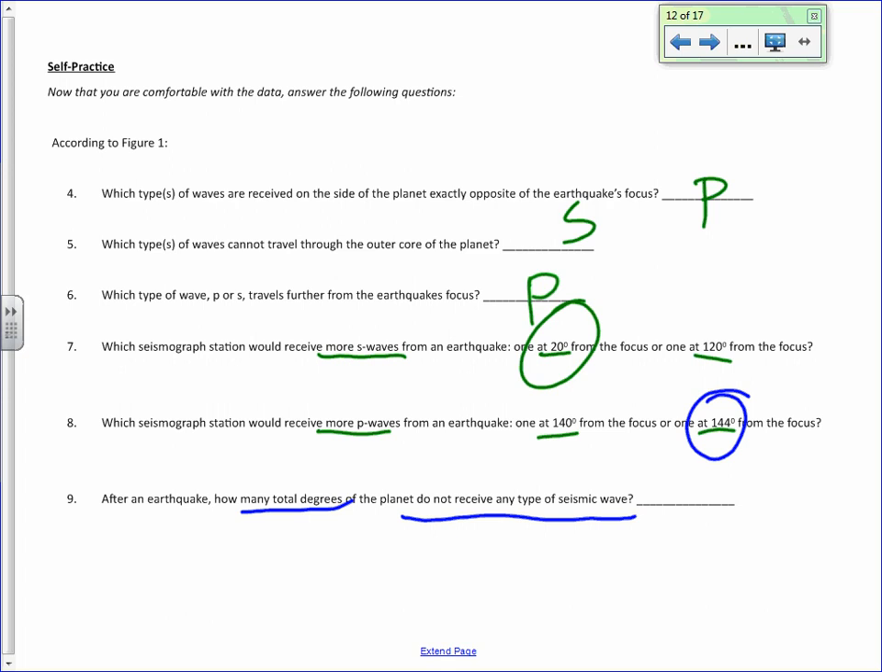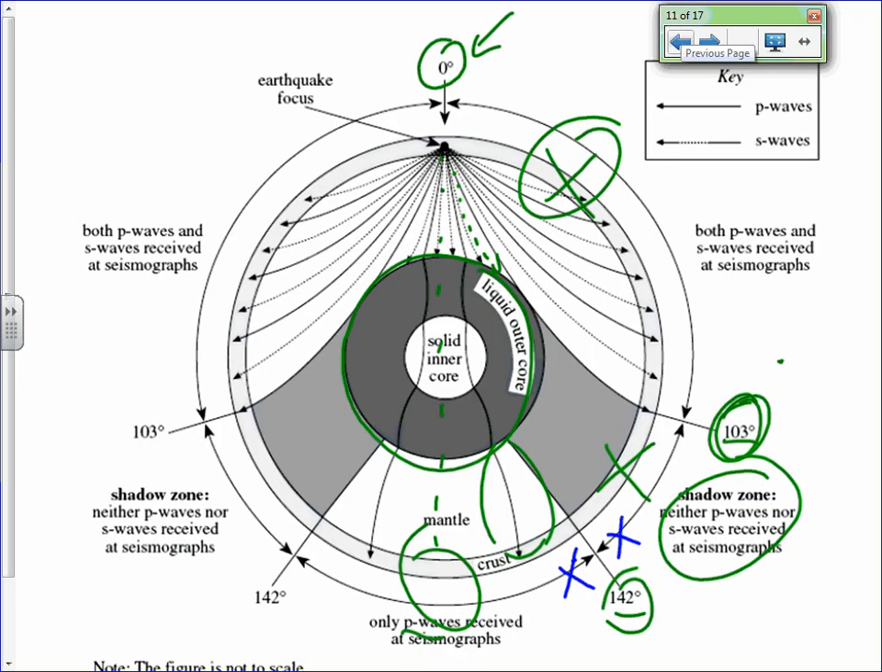The answer is 70 degrees because you look at the shadow zone between 103 and 142, so I just subtracted them from each other and originally I got 39, but then my group said to add them because it's total. When I added 39 to 39, I got 70.